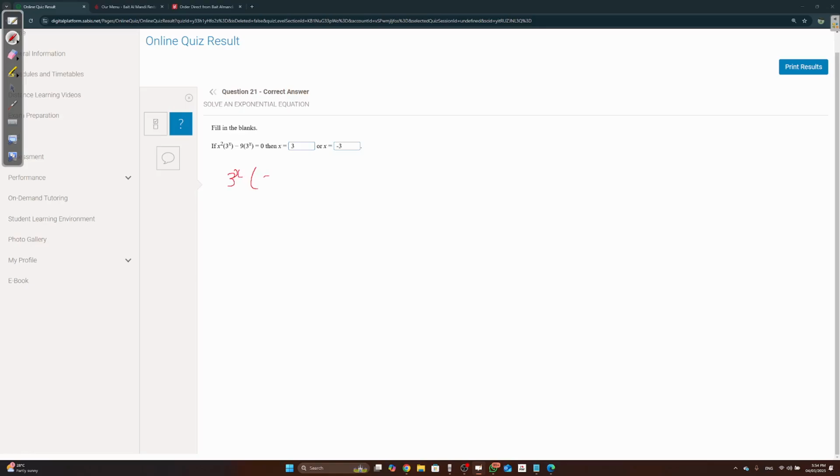Factor out 3 to the power of x, you're going to get x squared minus 9 equals 0. Okay, that means this equals 0 and this equals 0. This is rejected because, again, a to the x cannot be equal to 0. Take 9 to the other side. X squared is equal to 9. So that means x is equal to plus minus root 9, which is equal to plus minus 3.